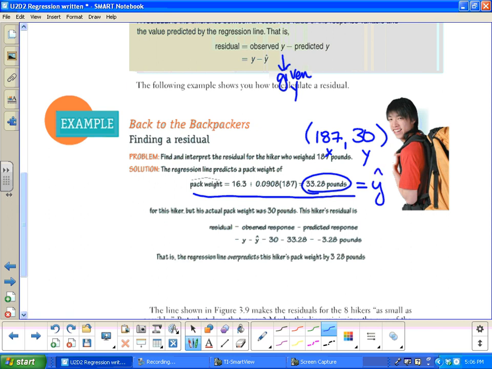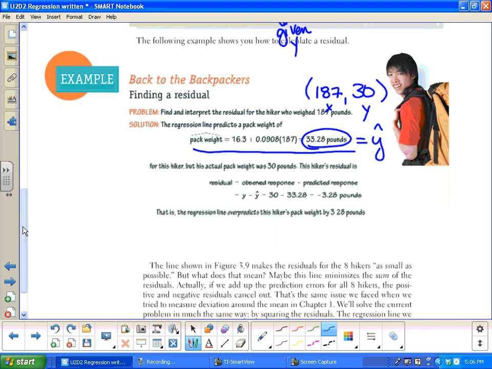Okay, so now we're going to use the formula y minus y hat. It always needs to go in that order, or else you'll have an incorrect sign. That's what they've done down here. Our y is 30, which we got from our data point. Our y hat is what we calculated, the 33.28. And when we subtract them, we get negative 3.28 pounds.